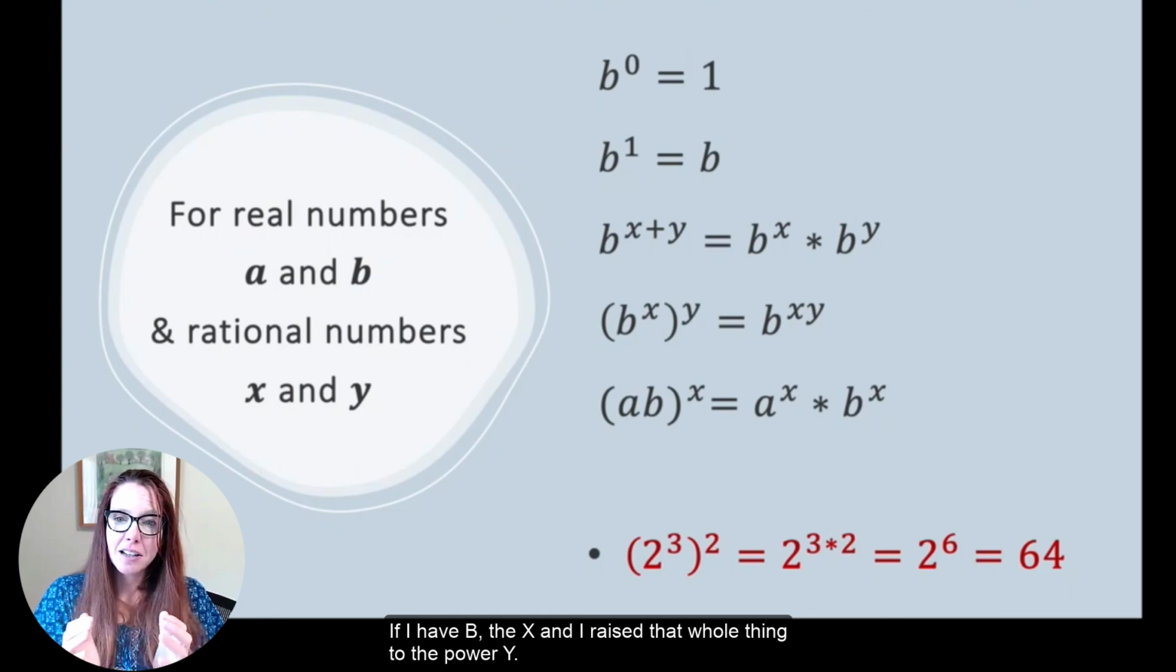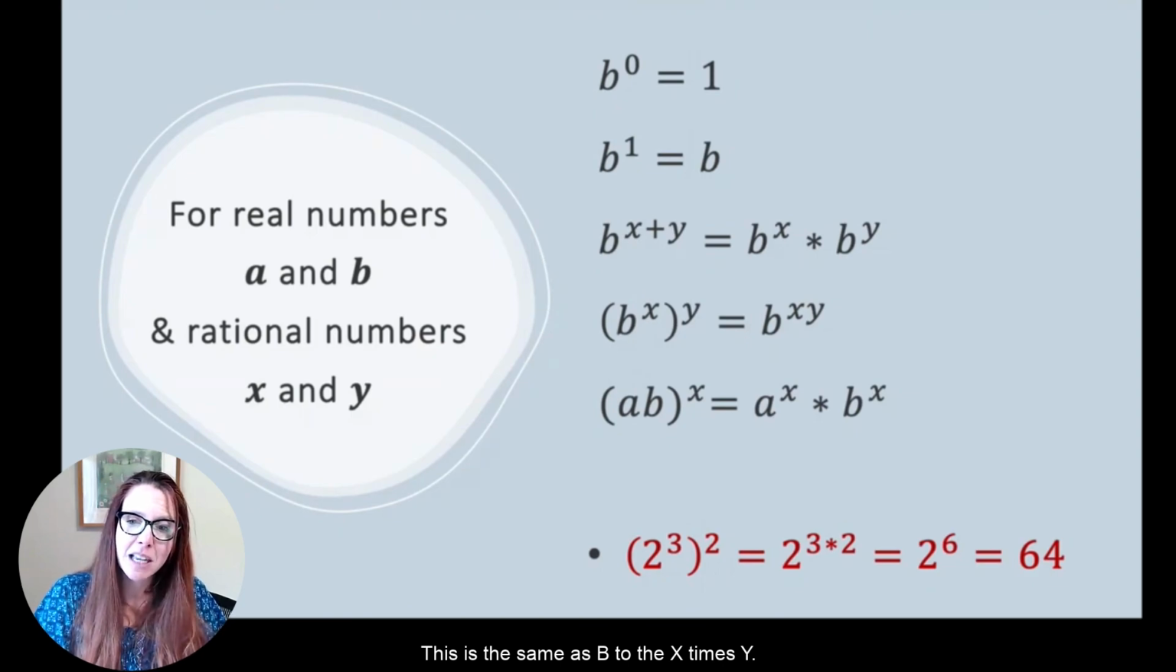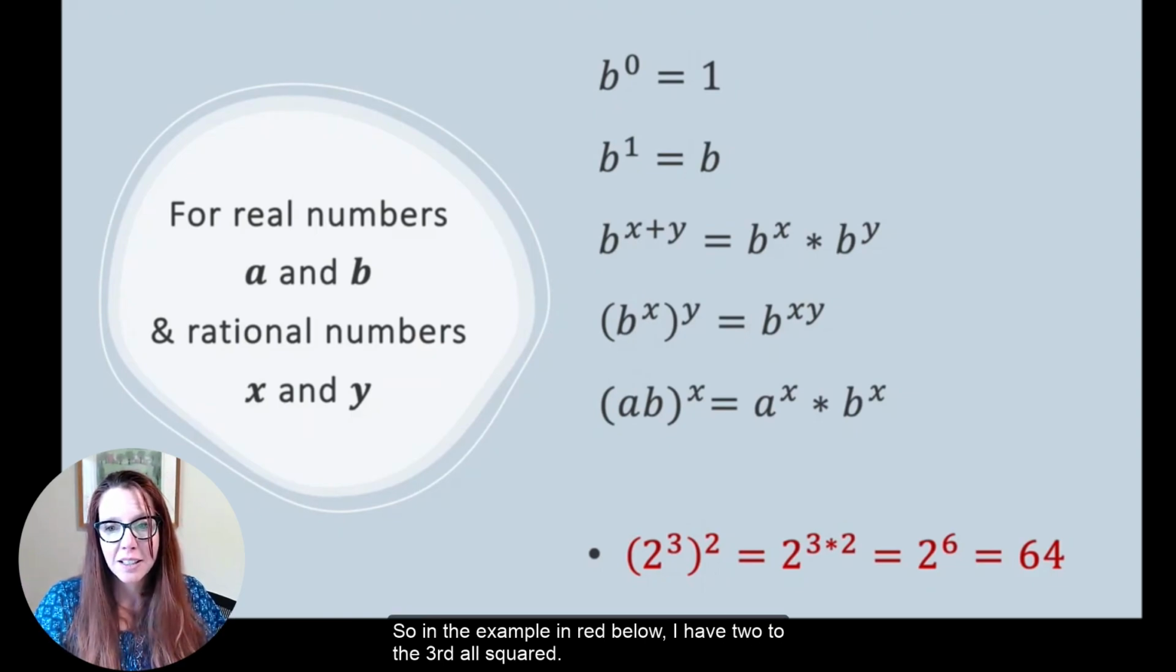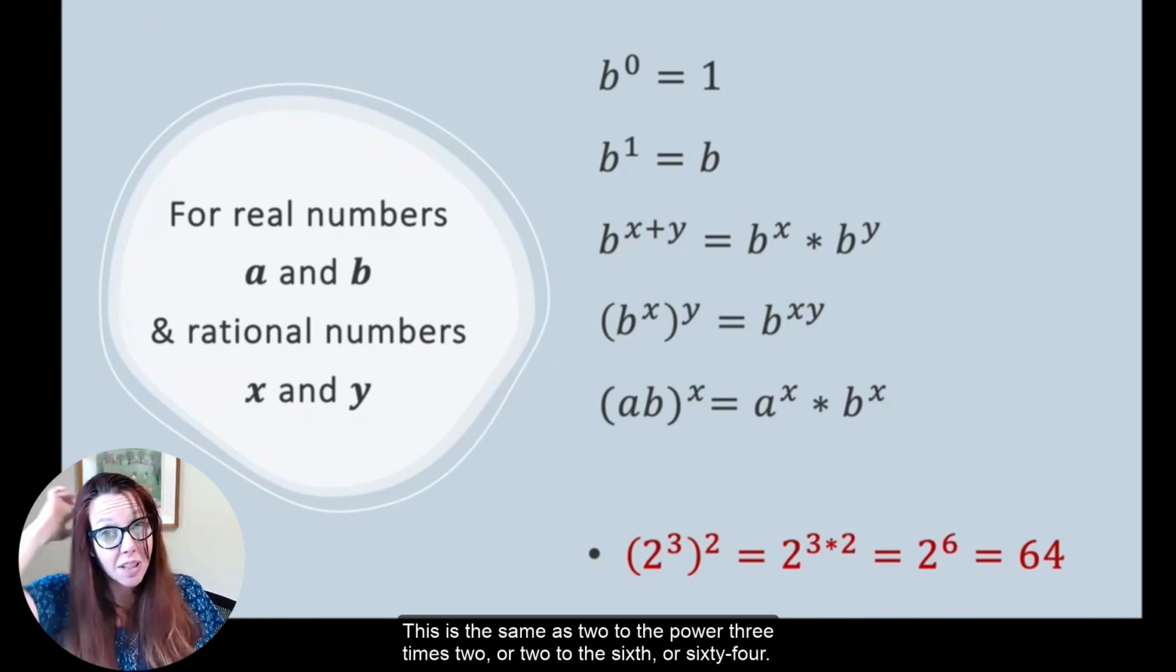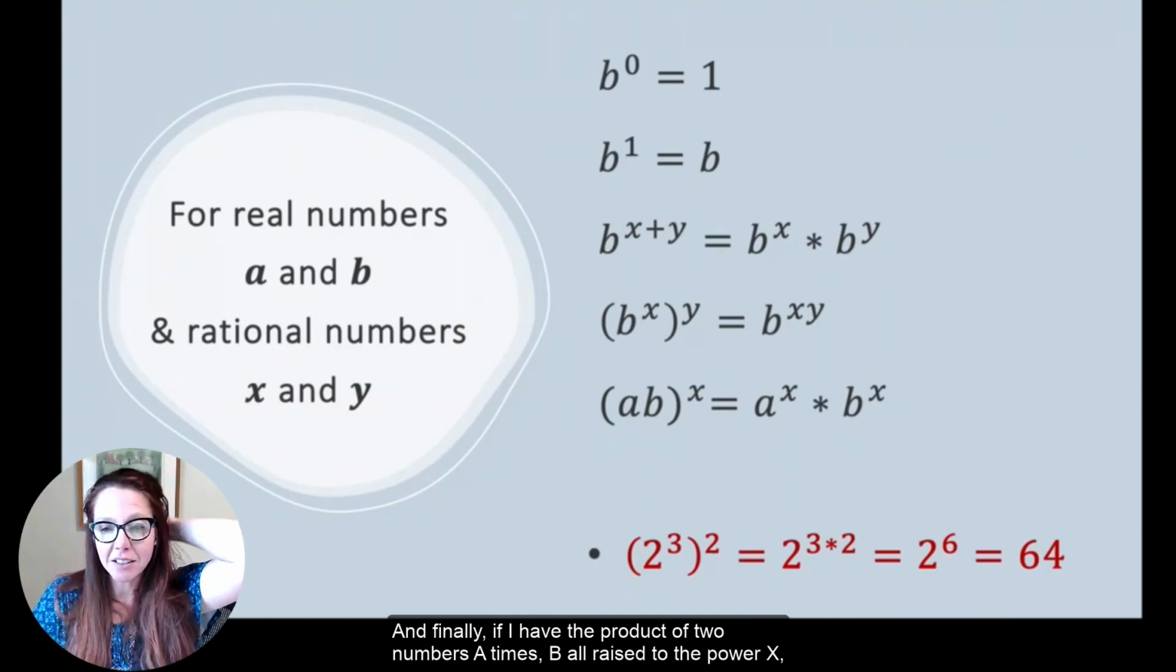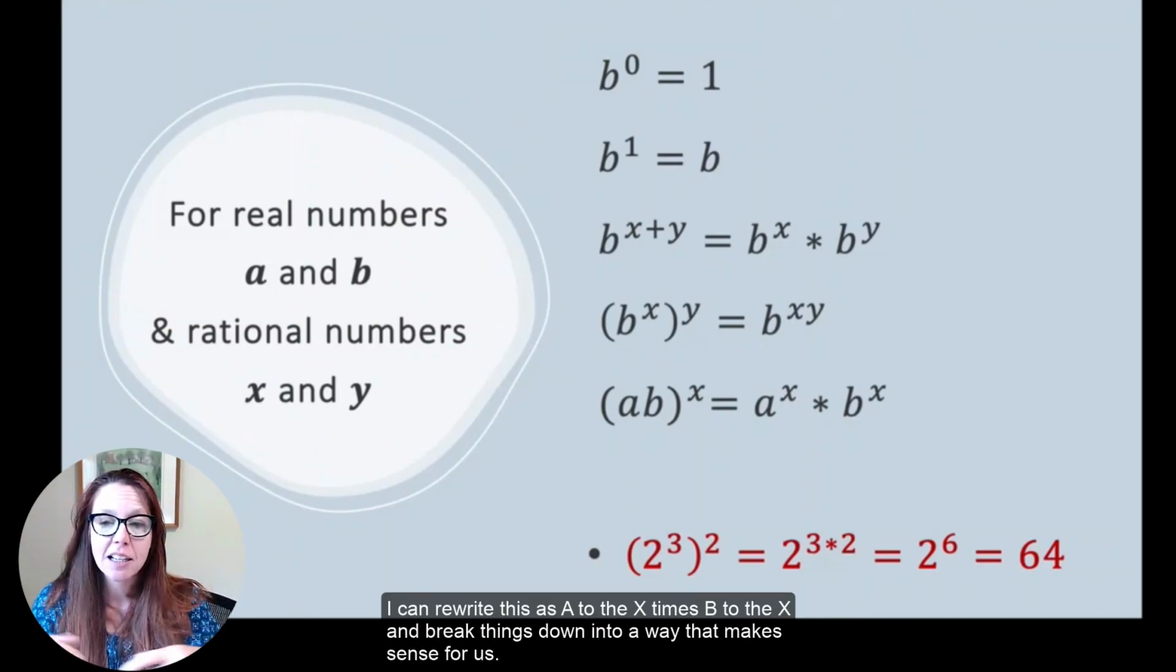If I have b to the x and I raise that whole thing to the power y, this is the same as b to the x times y. So in the example in red below, if I have 2 to the third all squared, this is the same as 2 to the power 3 times 2, or 2 to the 6, which is 64. And finally, if I have the product of two numbers, a times b, all raised to the power x, I can rewrite this as a to the x times b to the x and break things down into a way that makes sense for us.